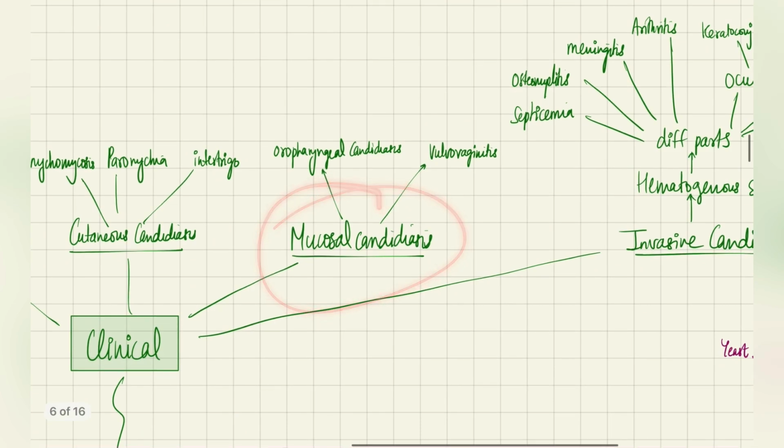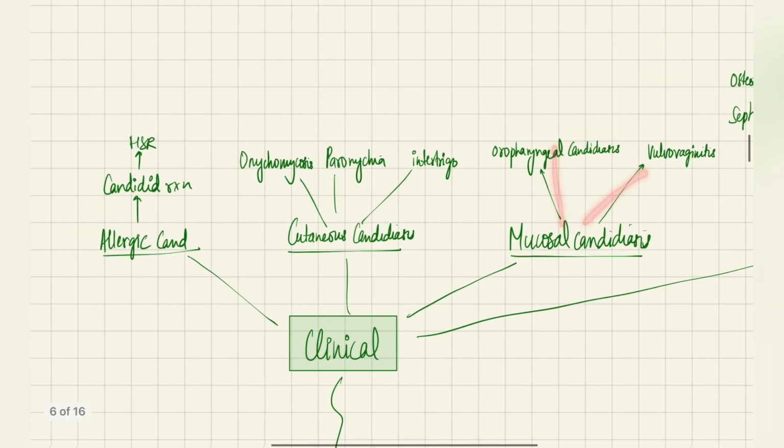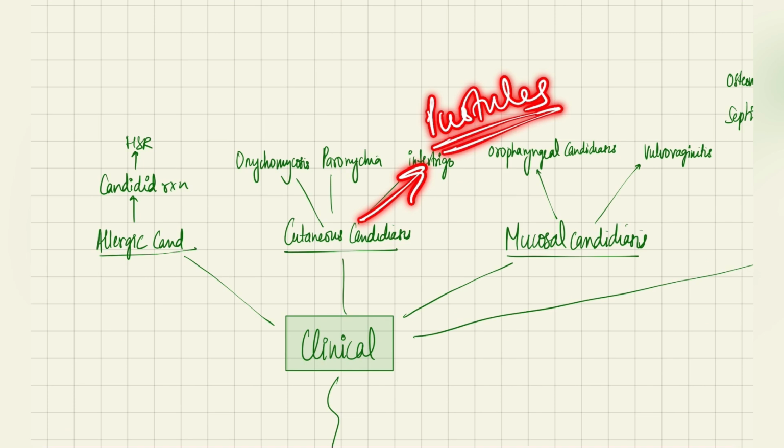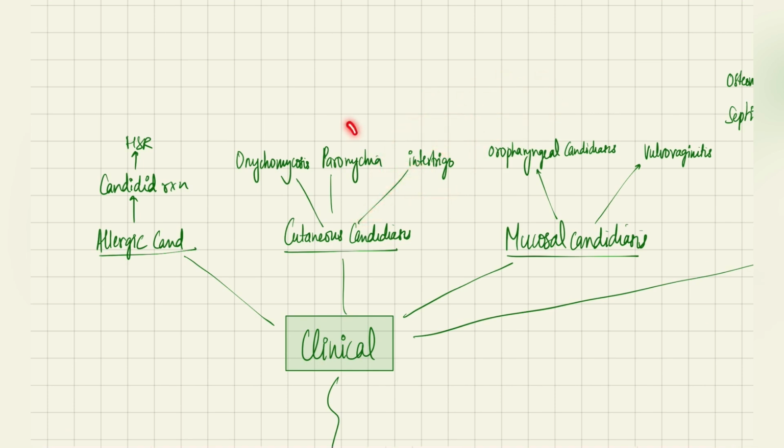Next, mucosal candidiasis manifests in two different diseases: vulvovaginitis and oropharyngeal candidiasis. Vulvovaginitis is a different topic under the urogenital section, but mucosal candidiasis involves vulvovaginitis and oropharyngeal candidiasis. Then cutaneous candidiasis means something to do with the skin. We have intertrigo, which are pustules on the skin folds. Then we have paronychia and onychomycosis, which are nail bed infections. So these are the cutaneous candidiasis.